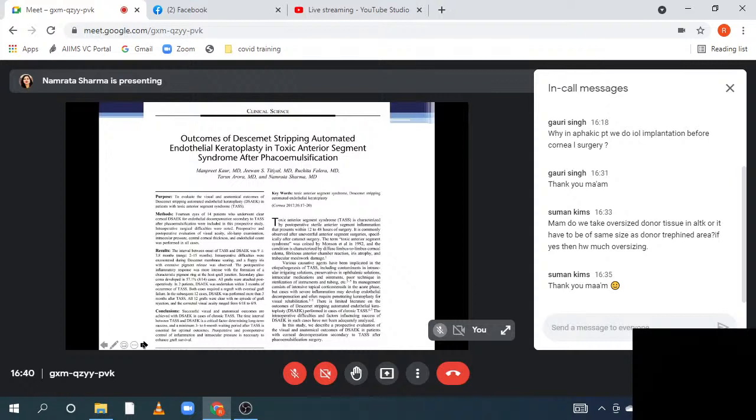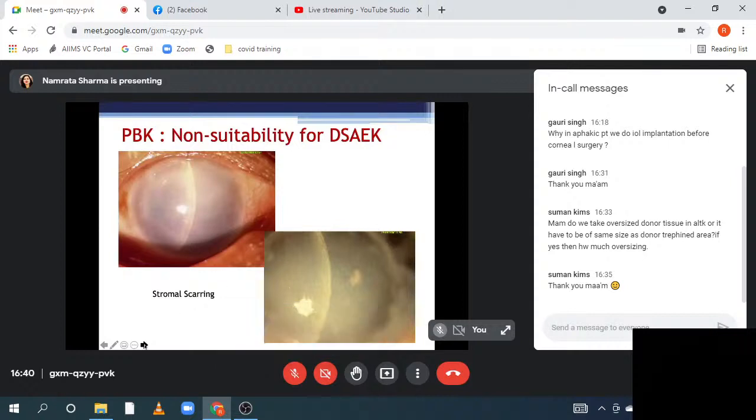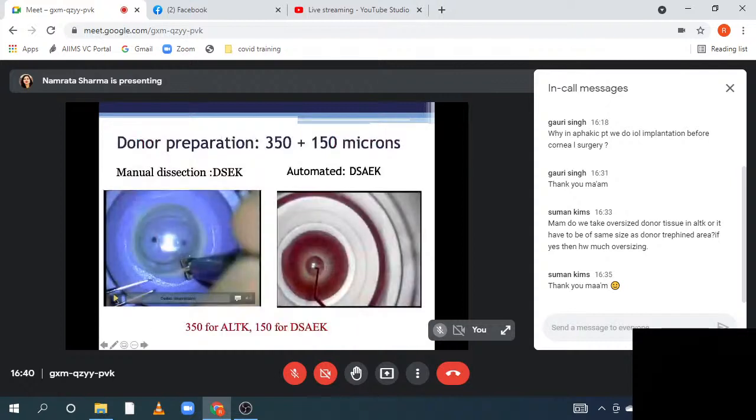Then we did a DSEK for a variety of conditions, and this is just to show that if you have a cornea like this, where the stroma is scarred, then probably DSEK is not going to work, and these cases are best done by full thickness penetrating keratoplasty.